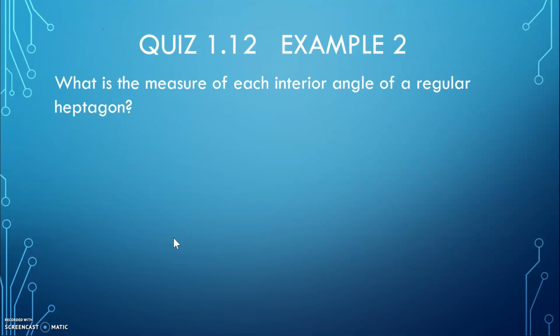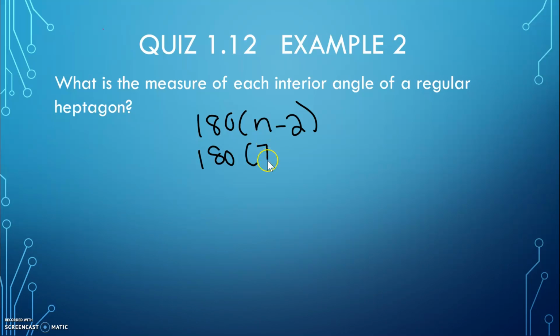Alright, let's find the measure of each interior angle of a regular heptagon. So first we need to know the sum of all the angles. So the thing we do is we take 180 times the number of sides minus 2. Heptagons have 7 sides, so that is 180 times 7 minus 2. That makes 180 times 5.